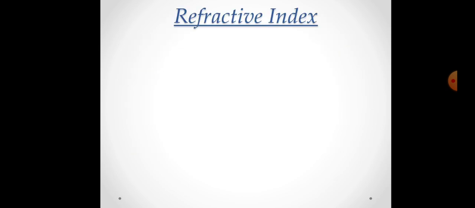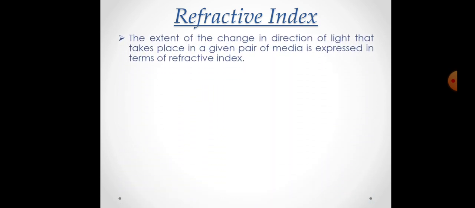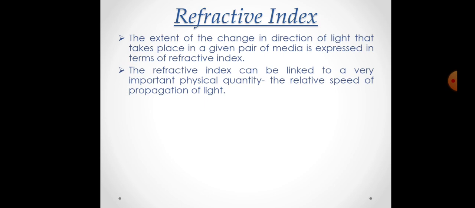Next is refractive index. What is refractive index? The extent of the change in direction of light that takes place in a given pair of media is expressed in terms of refractive index. It means that how much the bending of light takes place in a given pair of media is expressed in terms of refractive index. Now, the refractive index can be linked to a very important physical quantity, that is the relative speed of propagation of light. In simple terms, refractive index can also be expressed in terms of speed of light.